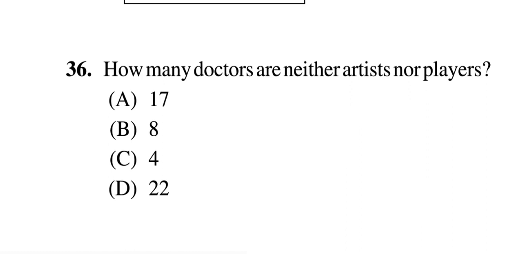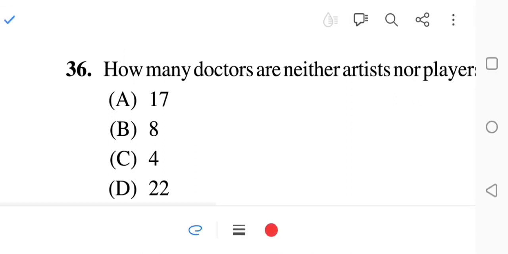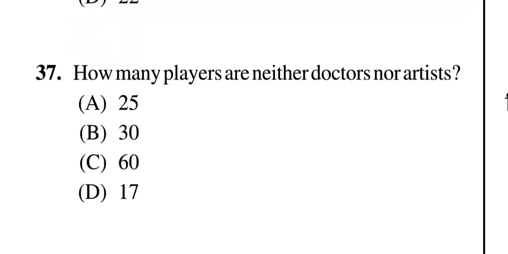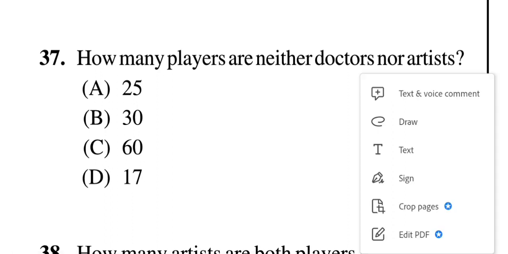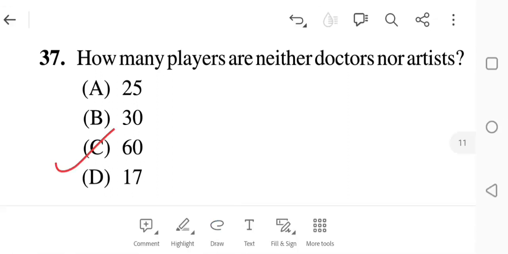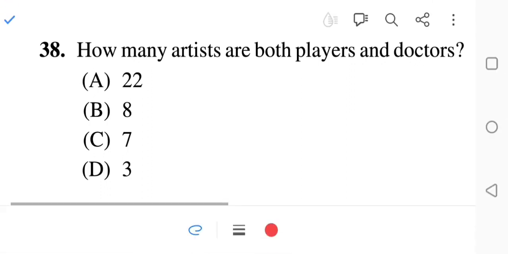How many doctors are neither artists nor players? This kind of questions are often repeated, so please try to solve them. 36, correct answer will be A, that is 17. Next question, how many players are neither doctors nor artists? 37, that is C, 60. Next, how many artists are both players and doctors? That is D, 3.